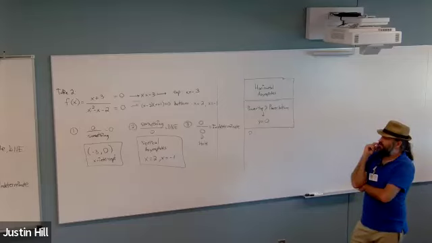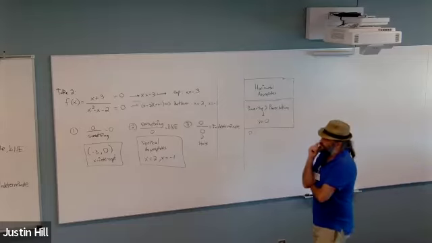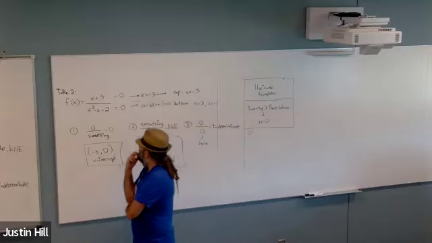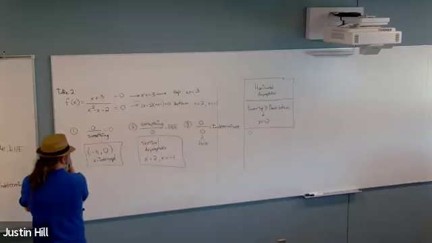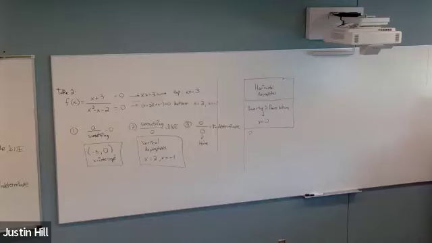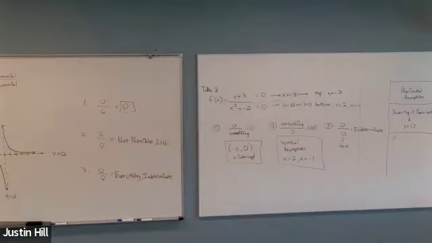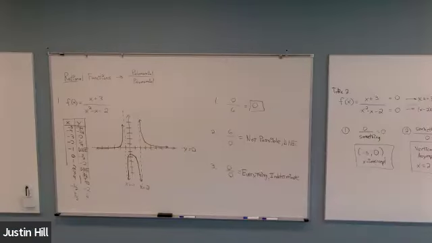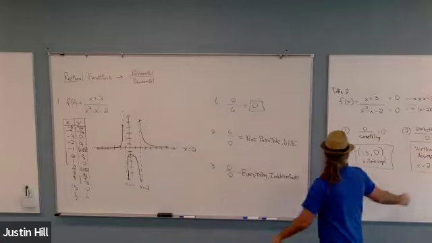But yes, let's start an example. Let me change this. Let me give you another one of these, and the first thing we're going to do is figure out the x-intercept and vertical asymptote.